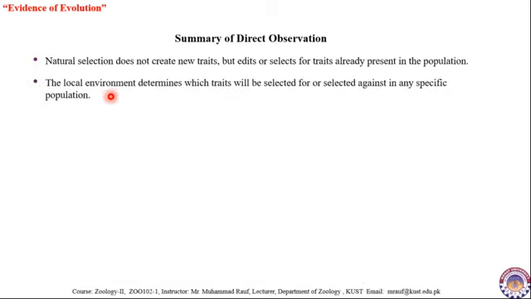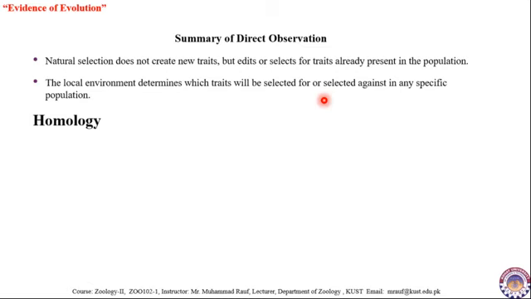The local environment determines which traits will be selected for or selected against in any specific population. This is also a very important sentence, that it is actually the environment which determines which traits are suitable to the conditions and which traits are not suitable.